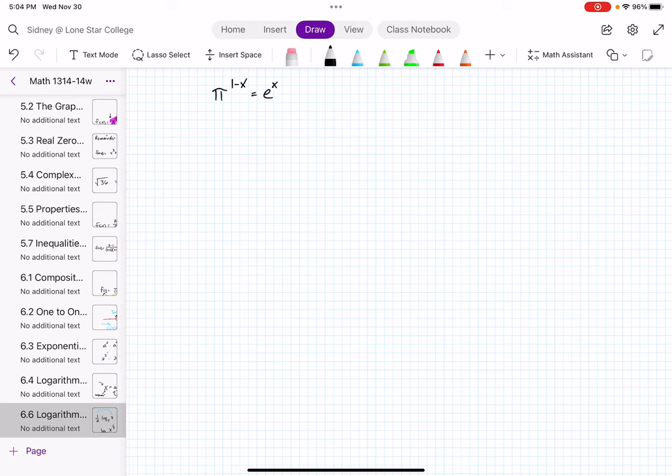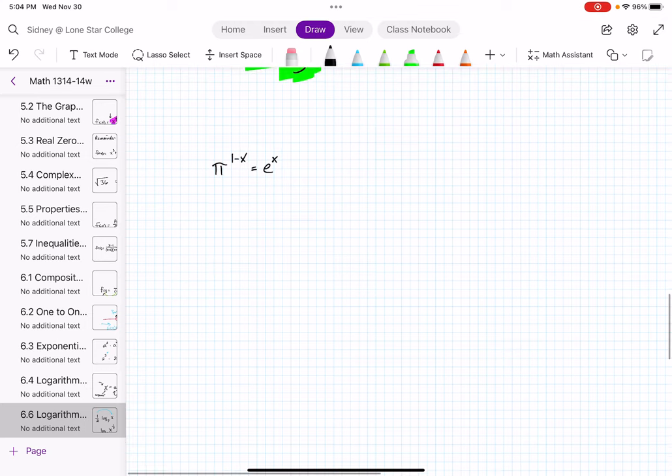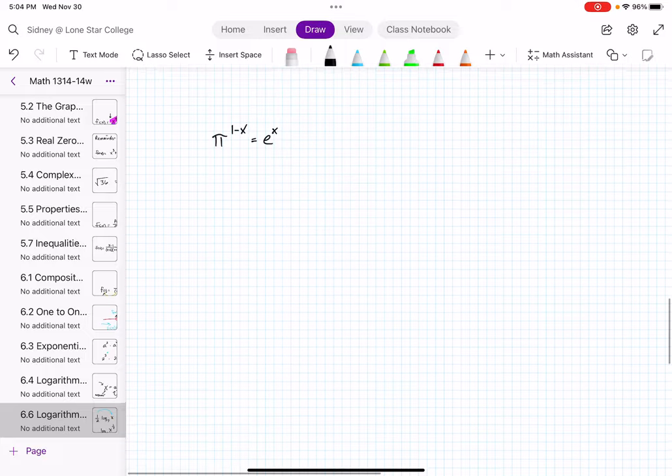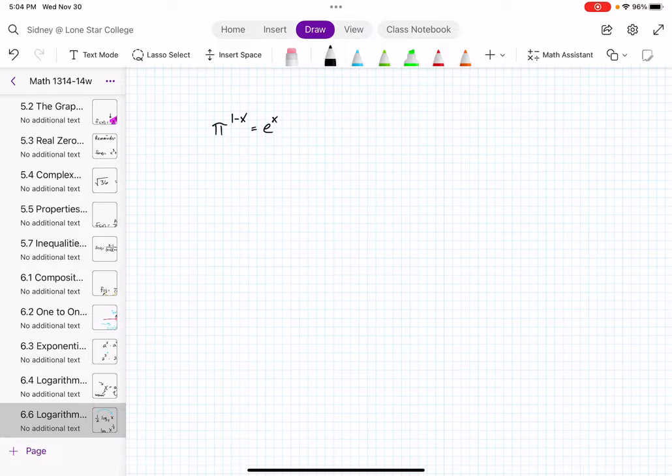Both my x's are in exponents, and so similar to how I did log base 2 on the previous problem, I'm going to do a log. Now, I'm going to use natural log. I have e right here, and so I'm going to take the natural log of both sides. So that's the natural log of pi to the power of 1 minus x equals the natural log of e to the power of x.